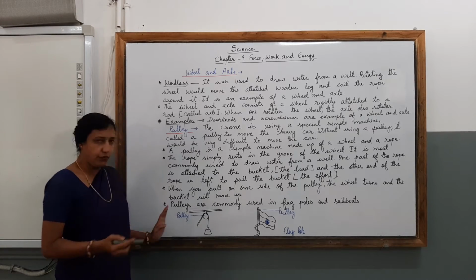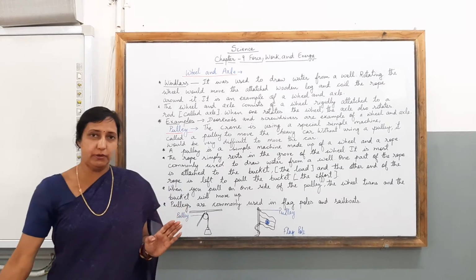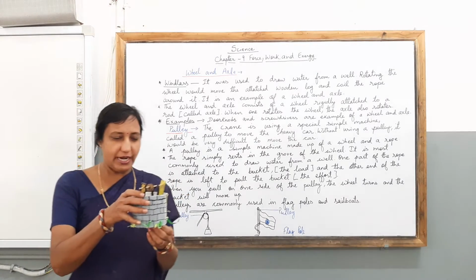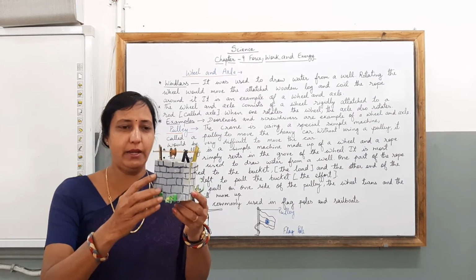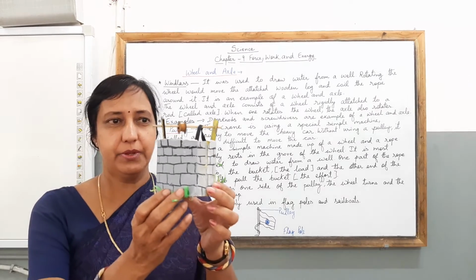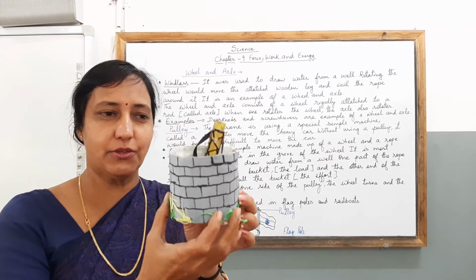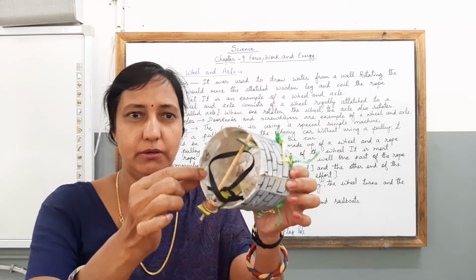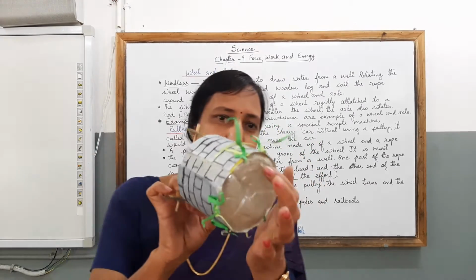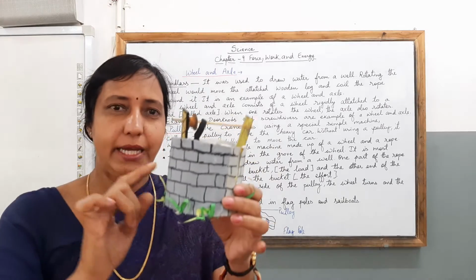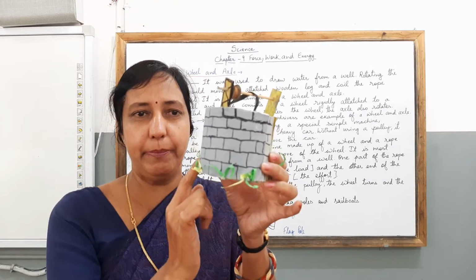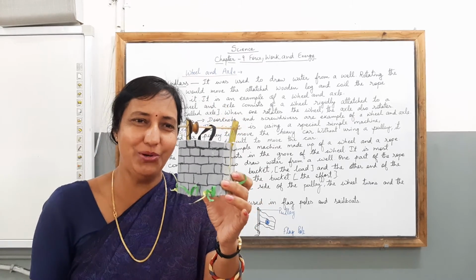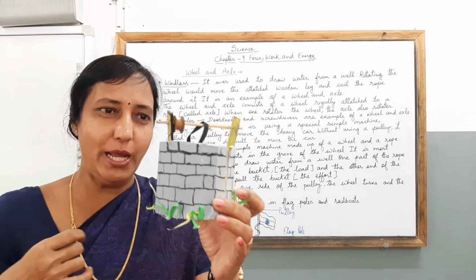And children, for you to understand this kind of a function which is shown, I have tried to bring a model of a well in my hand. See, children, it is made simply with cutting a plastic bottle. You can see right here the plastic bottle is there. Then it was covered with paper to make you feel that this is a well, a kind of a model of a well.